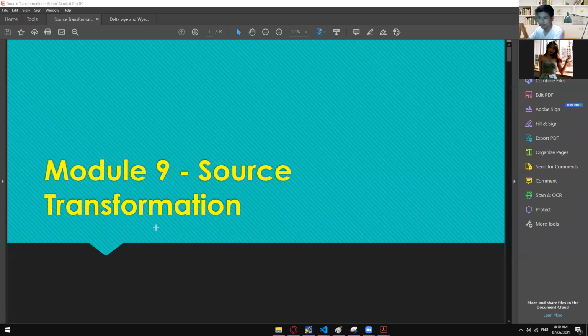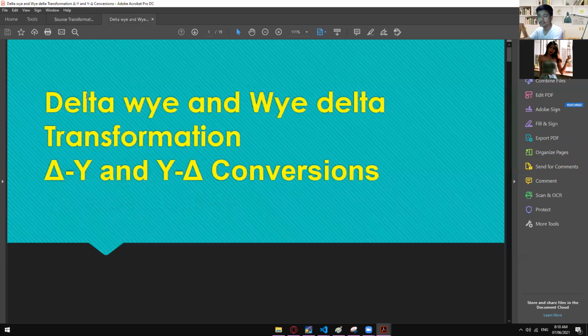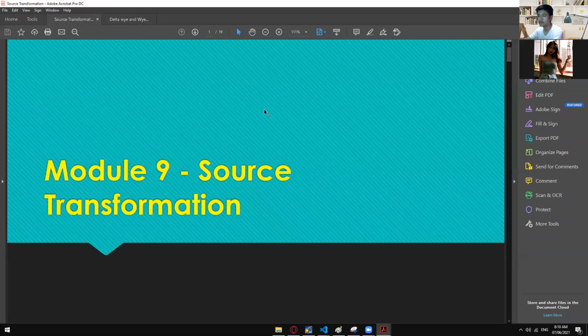Alright, so for today, we'll try to finish two modules again since they are just a short discussion. So we'll try to finish module 9 and then module 10, which is the Delta-Wye and Wye-Delta. So let's start with module 9 first, which is the source transformation.